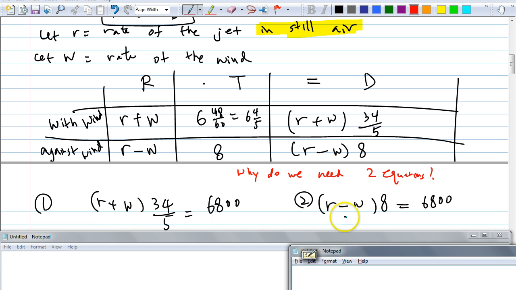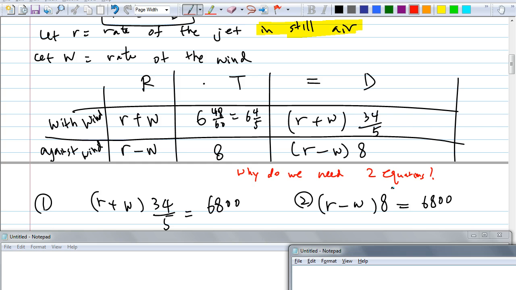Because look at the left side of these two equations. You've got r plus w and r minus w, and you could just add them together and get rid of the w. Wouldn't that be nice if you could just get rid of these numbers? Is there a way to get rid of those numbers? Does anyone see it? Because there is a way to get rid of those, and it just makes it easier if you do it that way.